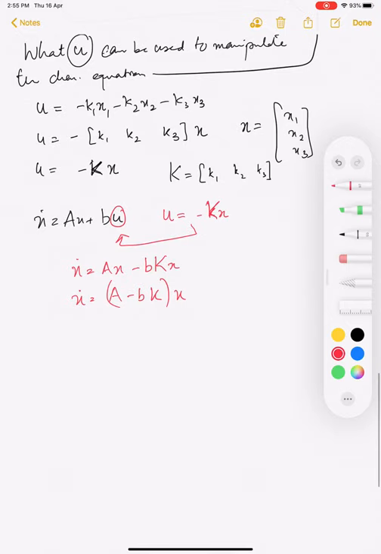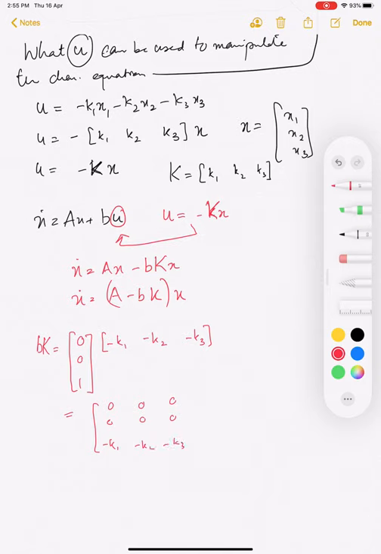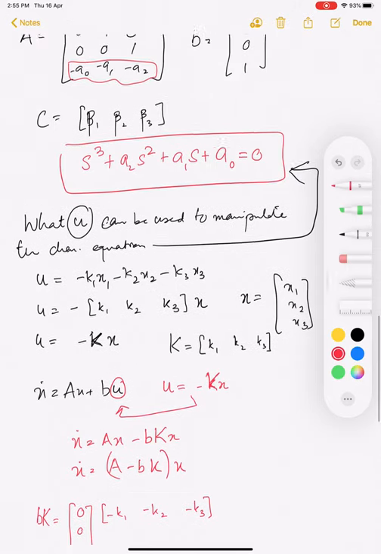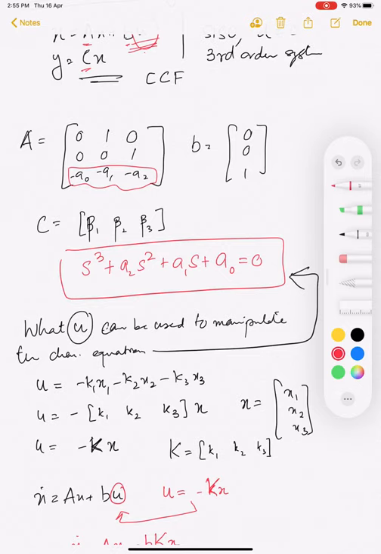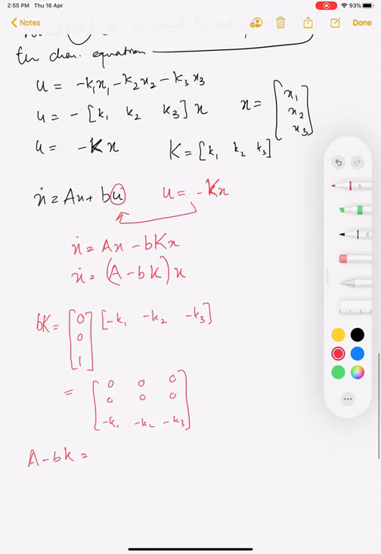So let us simplify this A minus BK. B, as you already know, in this case, is 0, 0, 1. And when you multiply this B with K, what you should get is 0, 0, 1 times K1, K2, K3, which is 0, 0, 0, 0, 0, 0, K1, K2, K3. So this is your BK. And if you do A minus BK, you're getting, right? See, A matrix is this, and we have to subtract BK from it.